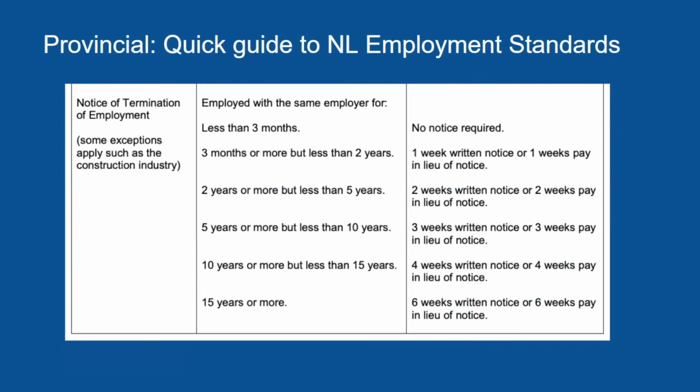3 months to 2 years, you get 1 week. 2 years, less than 5 years, you get 2 weeks notice. 3 weeks notice with 5 years to 10 years. 4 weeks notice, 10 to 15 years, and 6 weeks notice after that.